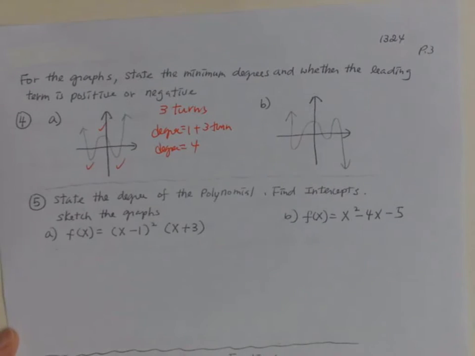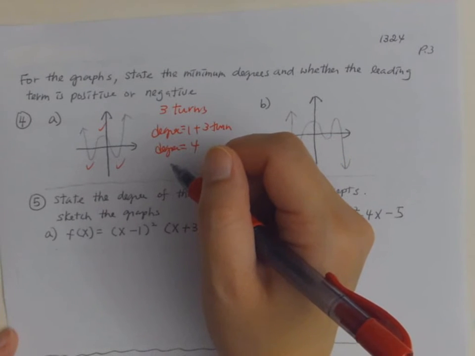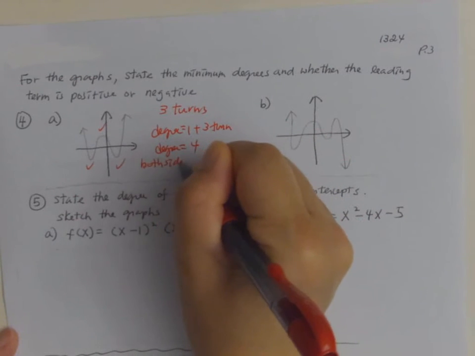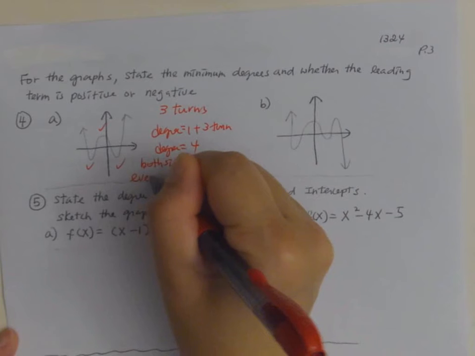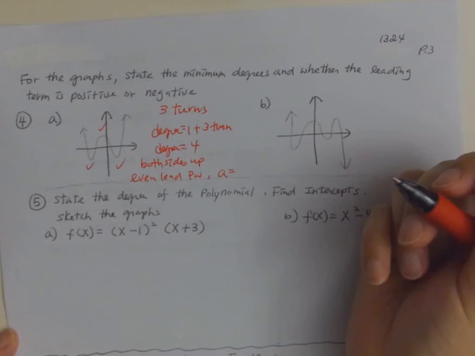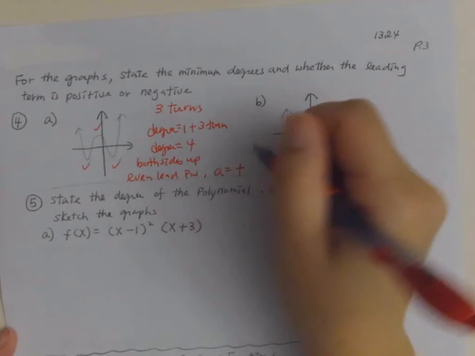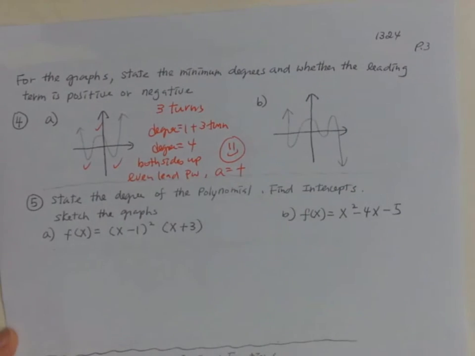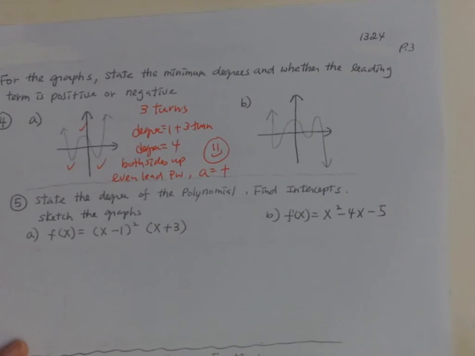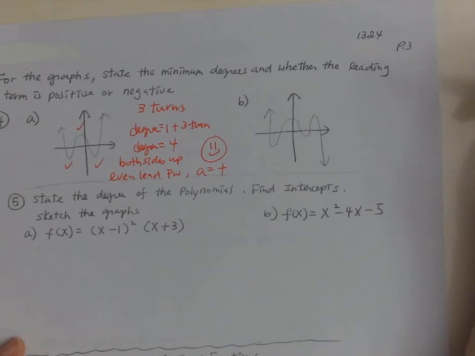So it's degree 4, and both sides up means an even leading power, with A, the leading coefficient, positive, otherwise it would be both sides down, right? So you know this information just by looking at the graph, okay? And the next one is one side up, one side down, right? It means an odd leading power. With this side up, A is negative.